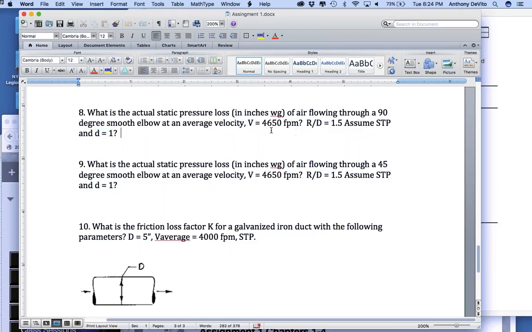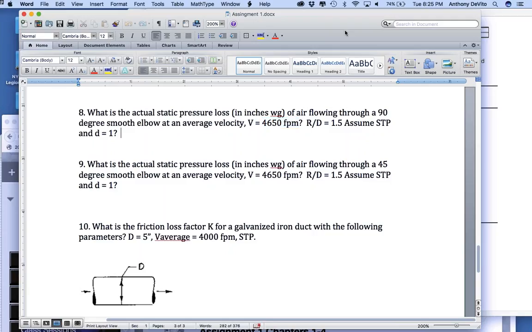So what do we need here? We need to figure out what K is, because the loss is equal to the velocity pressure times K times the density factor, which is equal to 1. We know the velocity, so we have to convert that into a velocity pressure. I'm going to call it 1.2, because then we just do an example that's almost exactly that number. It's close enough, right? So let's say the velocity pressure, going back to our charts, is 1.2 inches of water.